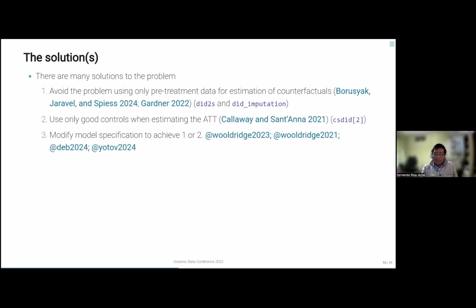The third approach is to try to achieve 1 and 2 by making a better and more flexible specification of your model. And that is basically what Wooldridge provided, or what Wooldridge suggested in these three papers that unfortunately are not coming up right now, and that we once again reiterate with the paper with JWDID 2024.